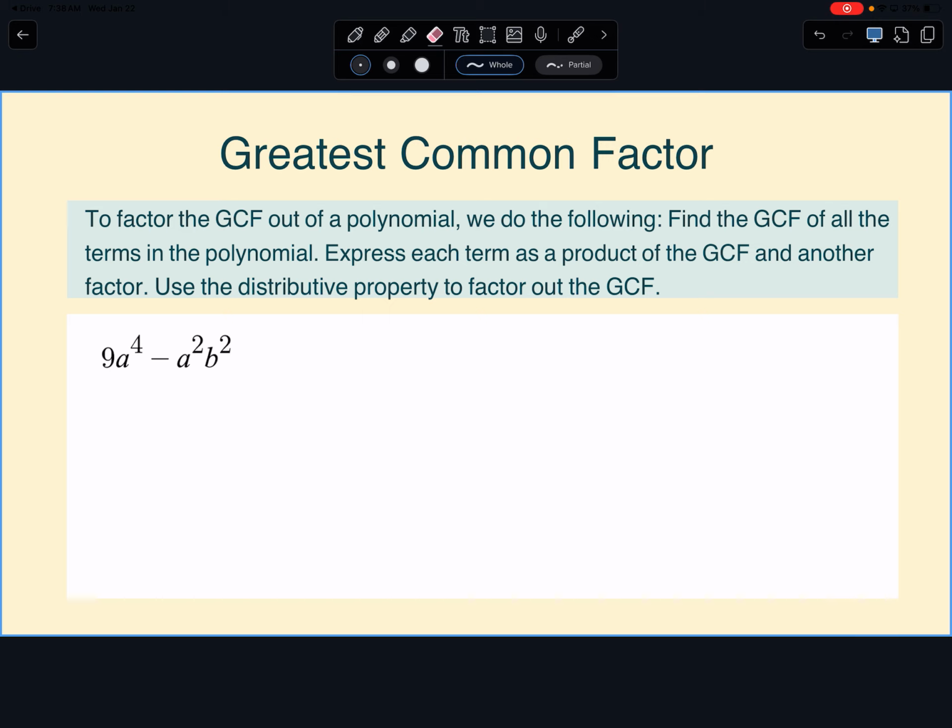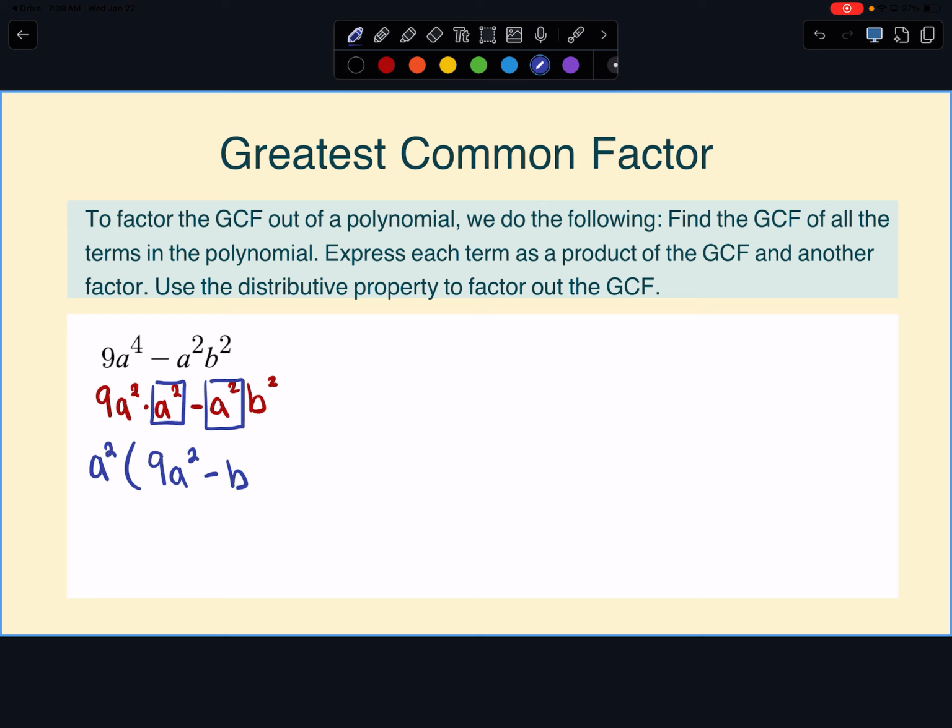So when we want to analyze a greatest common factor, we want to find the most things that appear in all the terms. So this expression has two terms, and I know that a to the fourth is the combination of a squared times a squared, right? So that makes this greatest common factor just a little bit more obvious because we have an a squared in the first term and an a squared in the second term. So we can factor out an a squared and undo that distributive property, leaving behind 9a squared minus b squared.